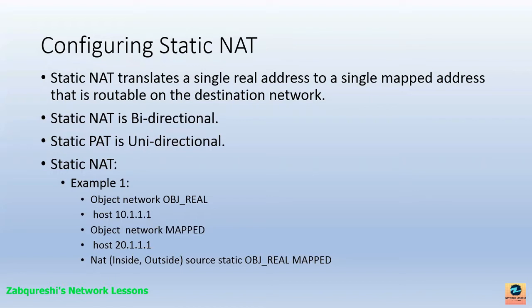And in this video, we will be continuing the topic of NAT on the Cisco ASA. In my last video, we did the dynamic NAT. So as of now, you know that NAT is used to translate the IP addresses, mostly private to public.